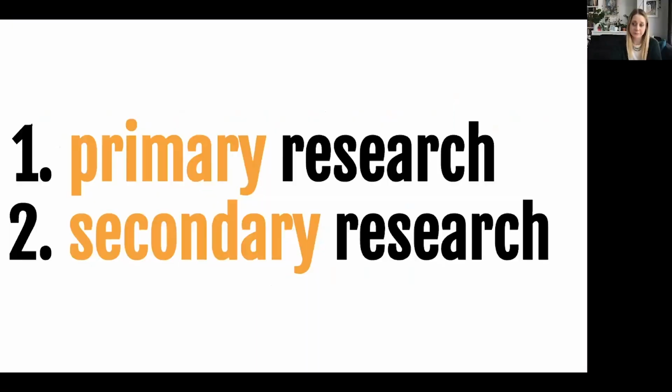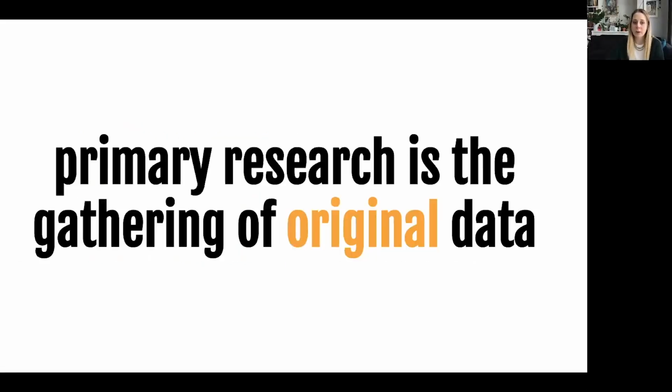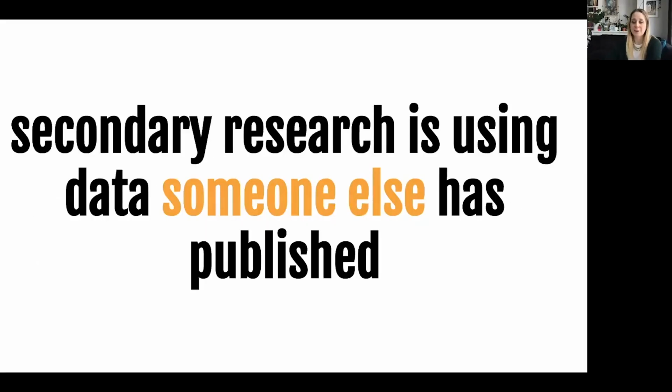So now, types of market research. There are two. There's primary research and there's secondary research, but you don't get to just pick one. You have to use both to support your ideas. Primary research is the gathering of original data, and secondary research is using data someone else has published to learn more and to implement in your business.